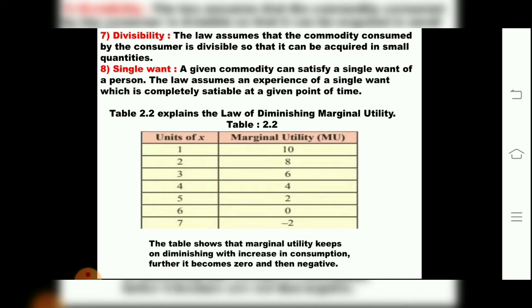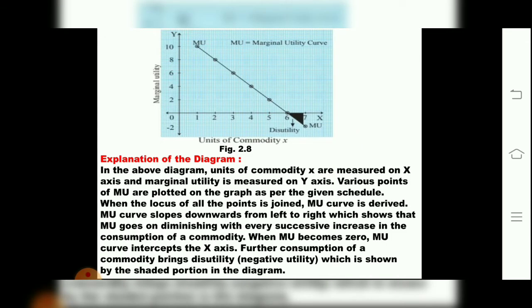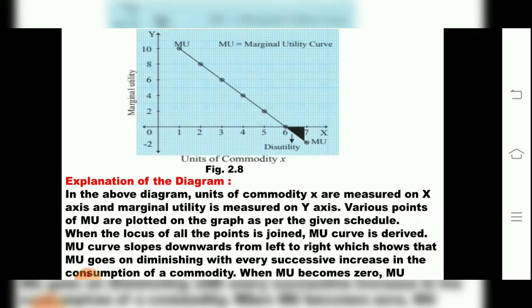Afterwards we have seen that when units of commodity increase from 1st, 2, 3, 4, 5, 6, 7, marginal utility goes on diminishing. That means it becomes negative, children. Now come to the diagram, how we will plot the points over here.